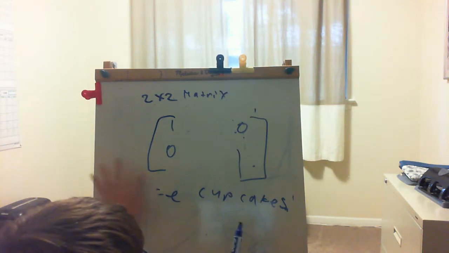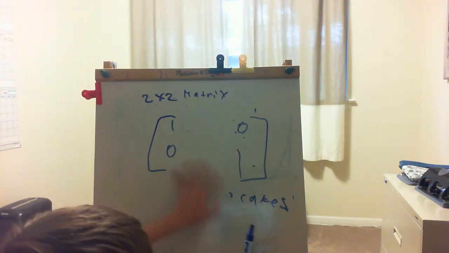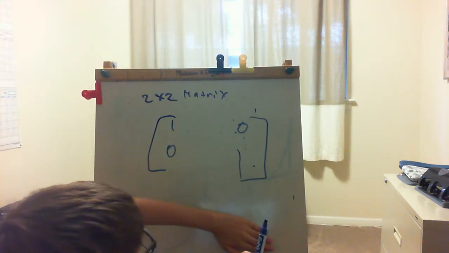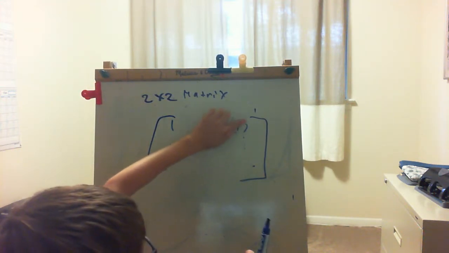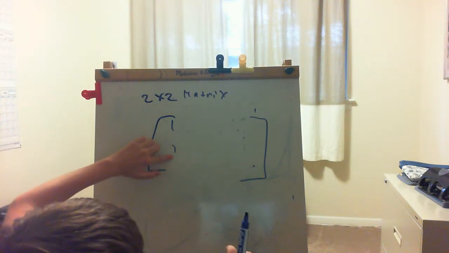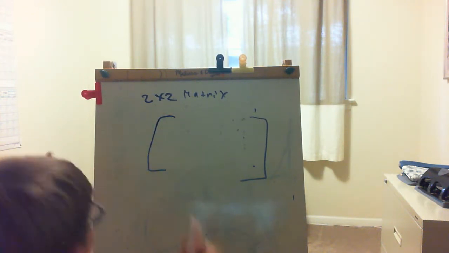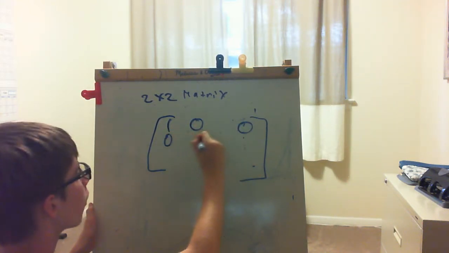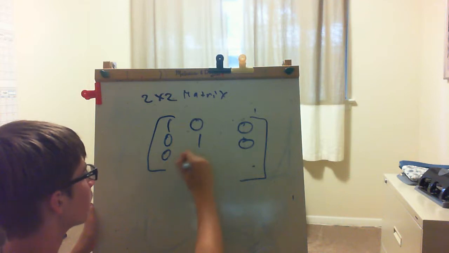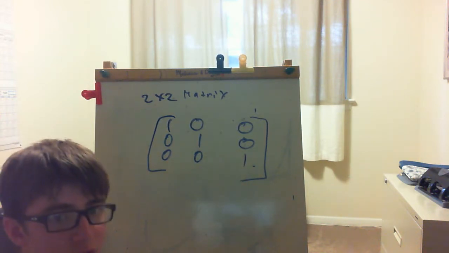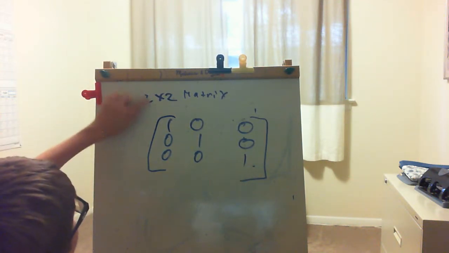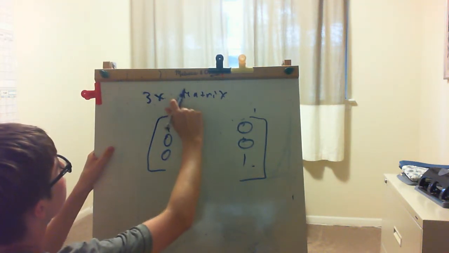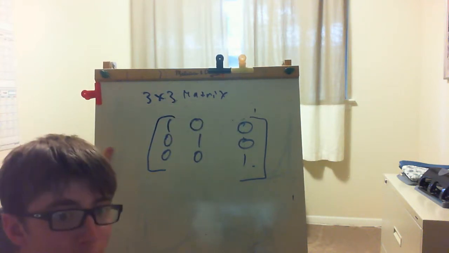So now you should understand that. Then for a 2 by 2 matrix, you get that. Now for a 3 by 3 matrix, what do you think we're going to get? What do you all classmates think? We're going to get 1, 0, 0, 0, 1, 0, 0, 0, 1, and that being for a 3 by 3 matrix.